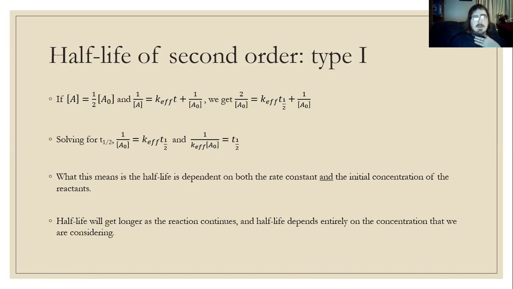Meaning the half-life of a second order reaction type 1 has a direct dependence on the concentration of A sub 0. So the half-life will be faster at high concentrations and much, much slower at low concentrations. So looking at where we're measuring our half-life will play a very big part. So it'll slow down a lot more as it gets closer to completion.